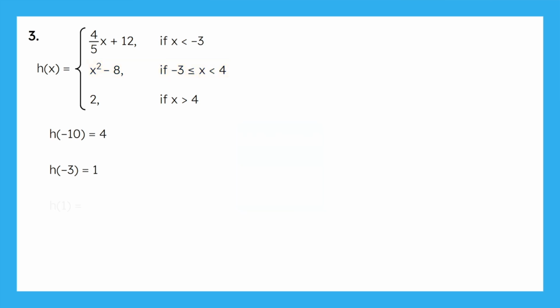What about h of 1? That input value fits squarely in the domain of the second interval, so we'll substitute 1 for x there and get an output of negative 7. And what about h of 4?